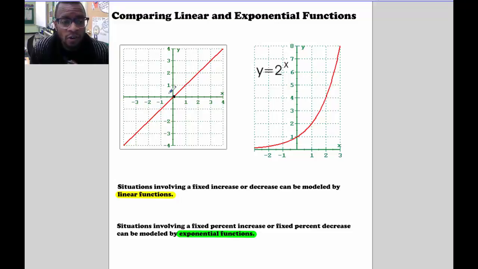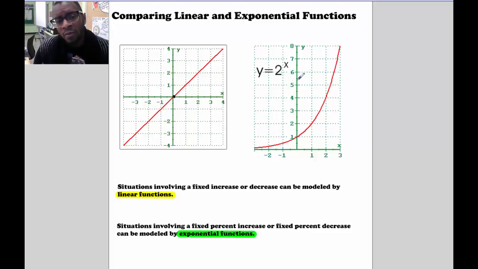With linear functions, remember we have a constant rate of change. So if we start at our y-intercept, which in this case is (0, 0), our constant rate of change is going to be 1, because we move to the right 1 and up 1, to the right 1 and up 1 to get to the next point. Or it would be down 1 and left 1, down 1 and left 1.